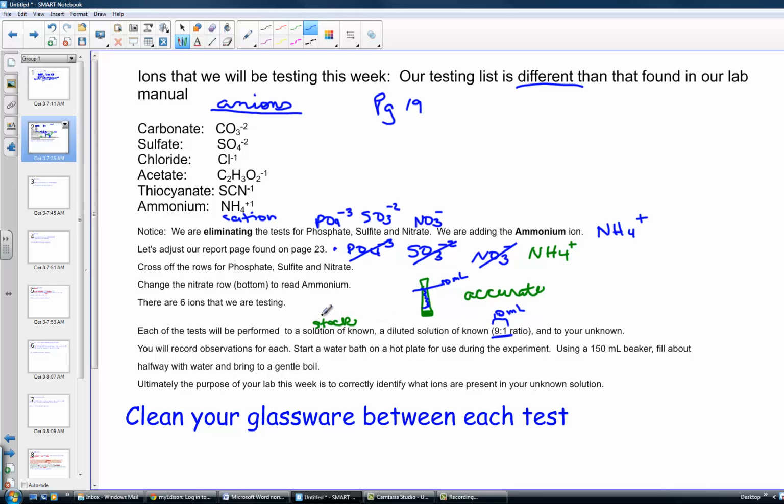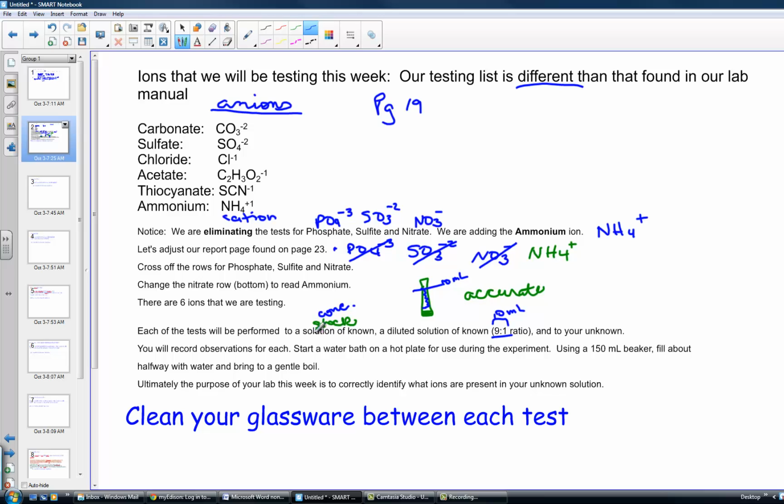I know I can see a stock solution that's very concentrated, and I get a great feel for what the presence of the ion is testing positive as. Do I see a precipitate? Do I see some bubbling? Is there a color change? What might indicate the positive presence of the ion?